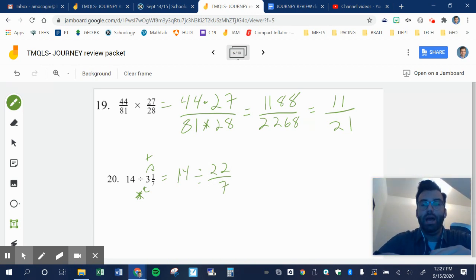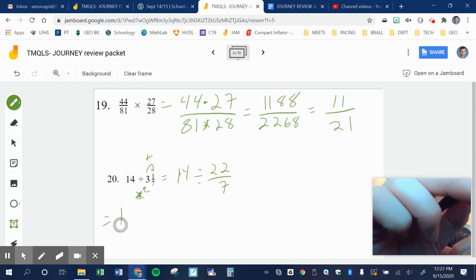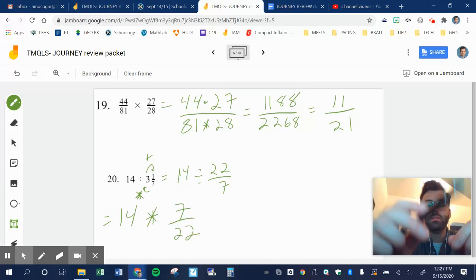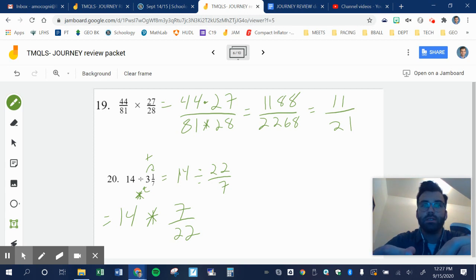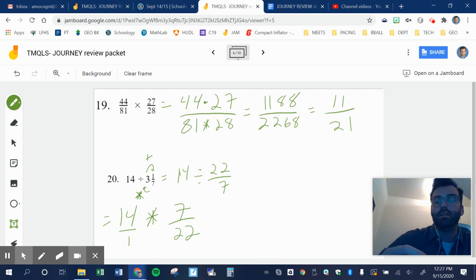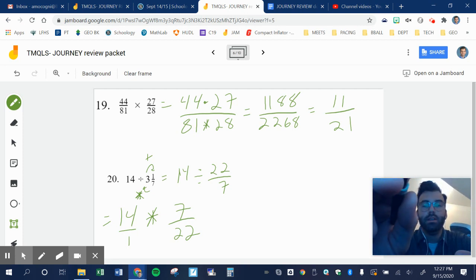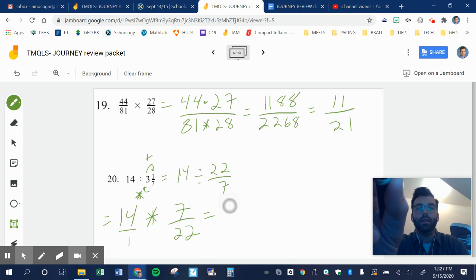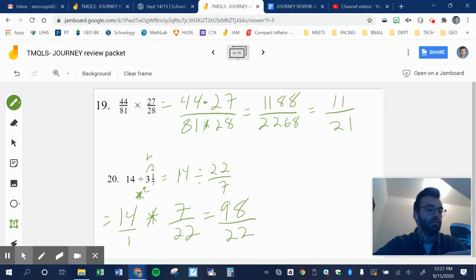Now, when I divide by a fraction, I multiply by its reciprocal, or I leave, change, flip. Leave, change to multiplication, flip to 7 over 22. Now, I notice that 14 isn't a fraction, but I can think about this as being over 1. Every number can be thought of as being over 1. Then I multiply straight across the top, 14 times 7, I get 98, and then 22 times 1 is just 22. See if I can reduce that. Yes, I can, both divide by 2 to get 49 over 11.